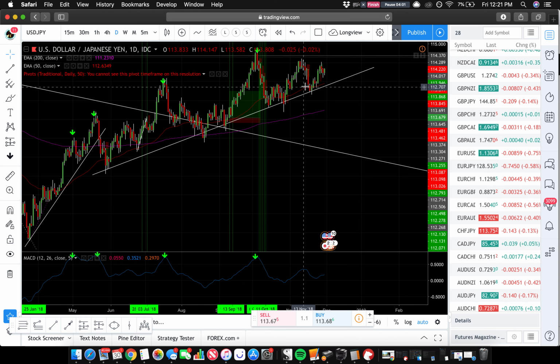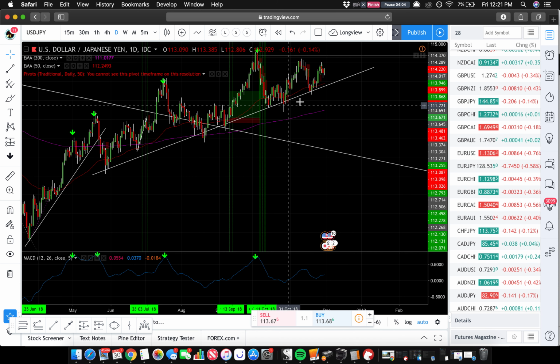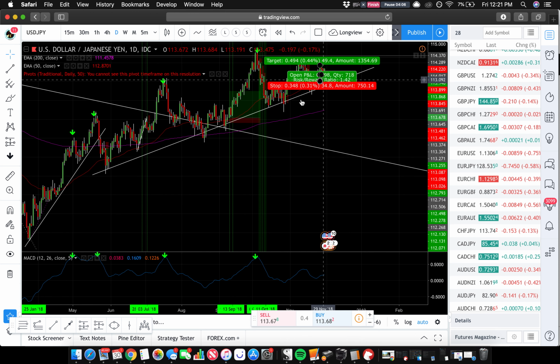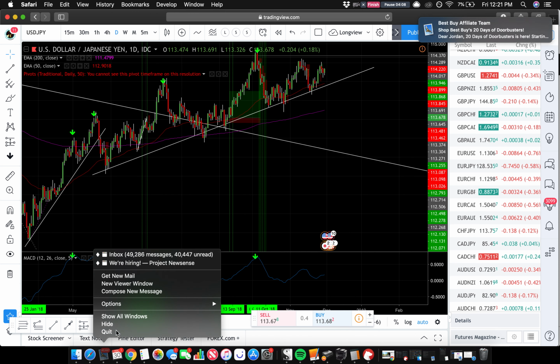So anyways, this trend line floats along the bottom of the price action. So we see some bounces like that.